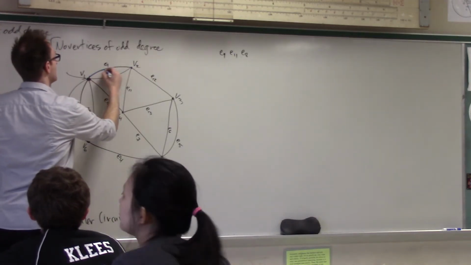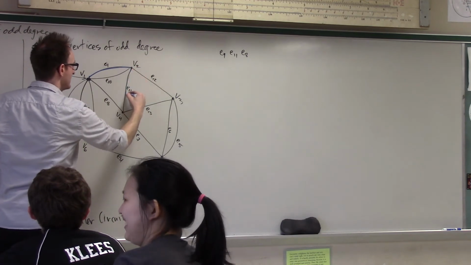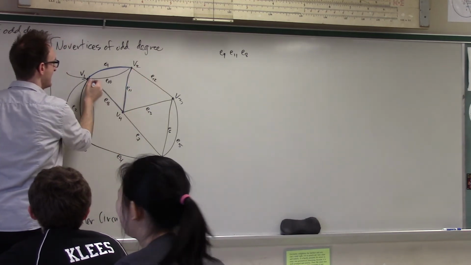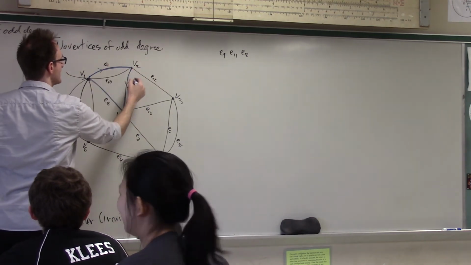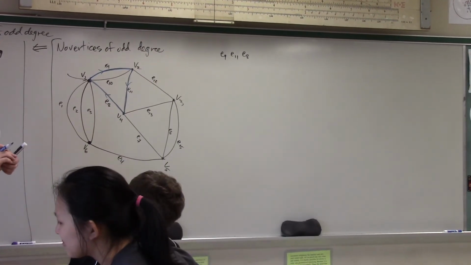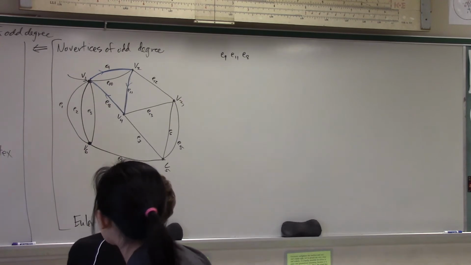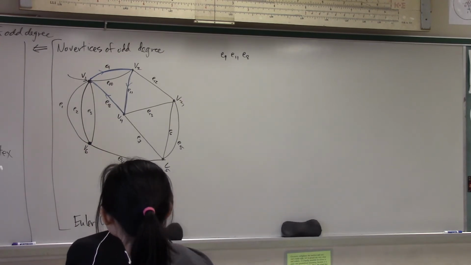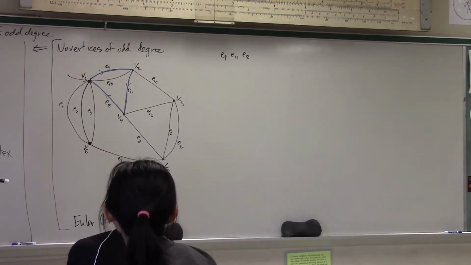So I did E9, I did E11, I did E8, but now I just found myself by randomly picking back at V1 again. What's the problem with that? Well, there's no problem, but I haven't yet produced my Euler circuit because I have to use every edge once, and I have edges remaining. Does everyone see how that has to happen?